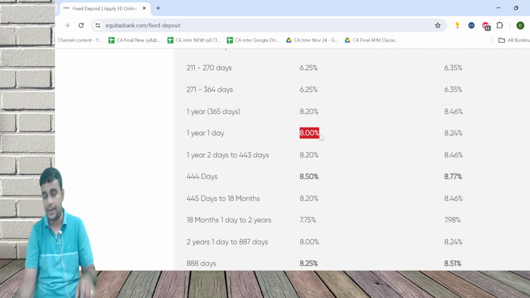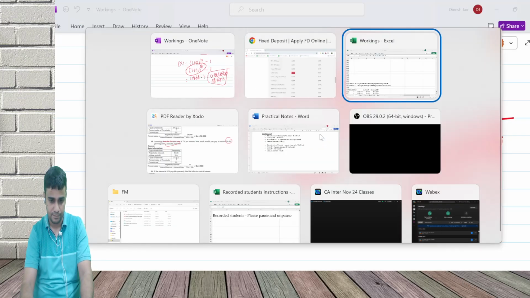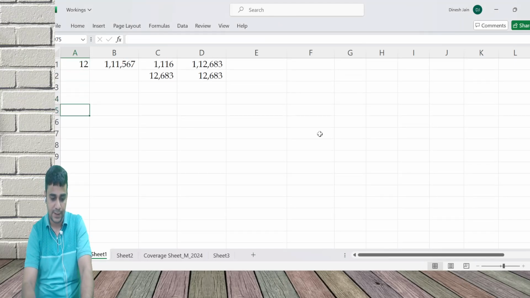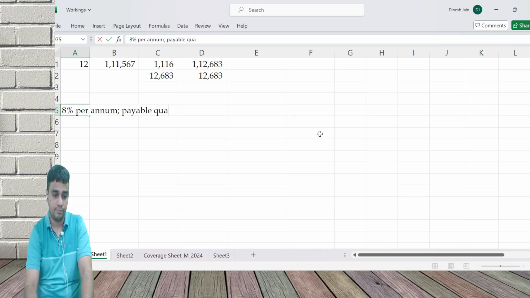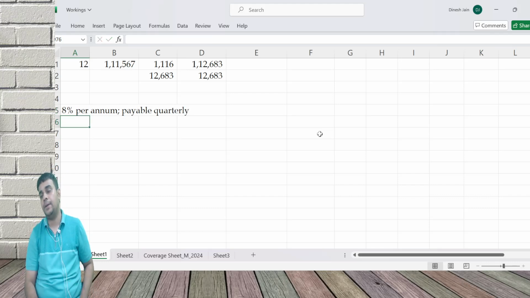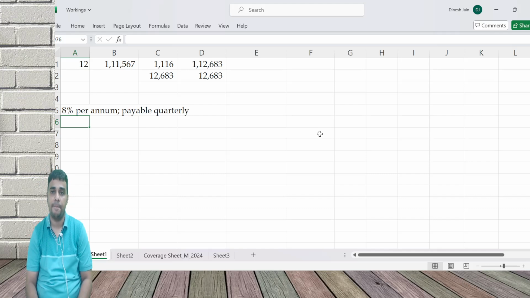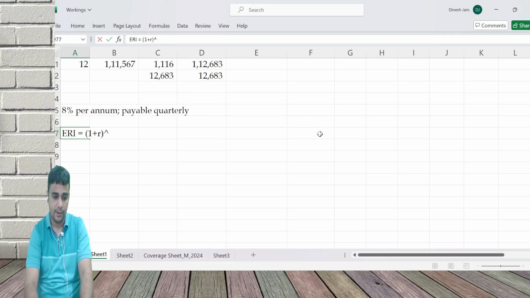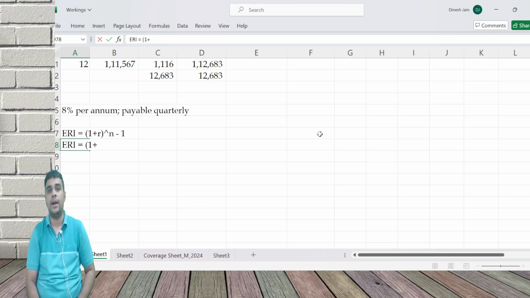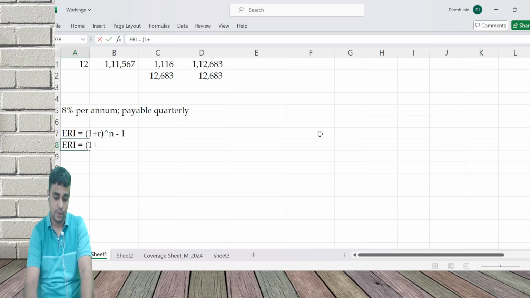Let's take another example, write this. 8% per annum payable quarterly. Effective rate of interest is equal to (1 plus r) whole power n minus 1. Tell me what is the interest for a quarter. If it's 8% per annum, what is the interest for one quarter? How much? 2%.